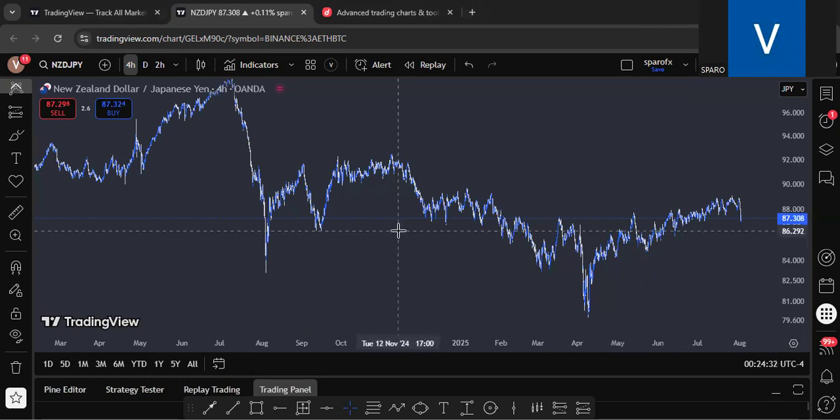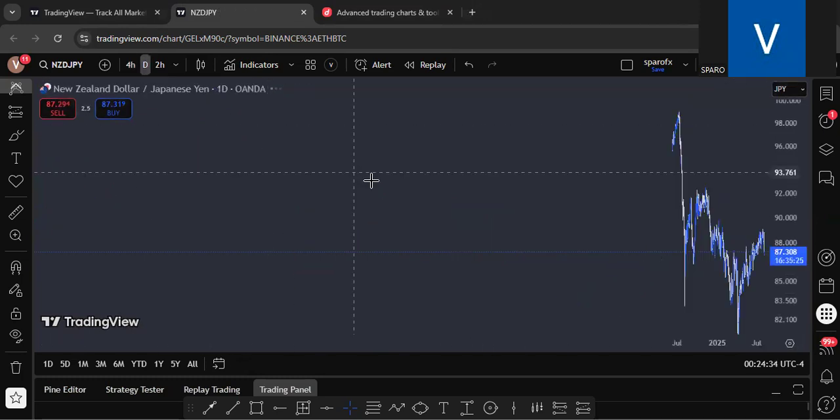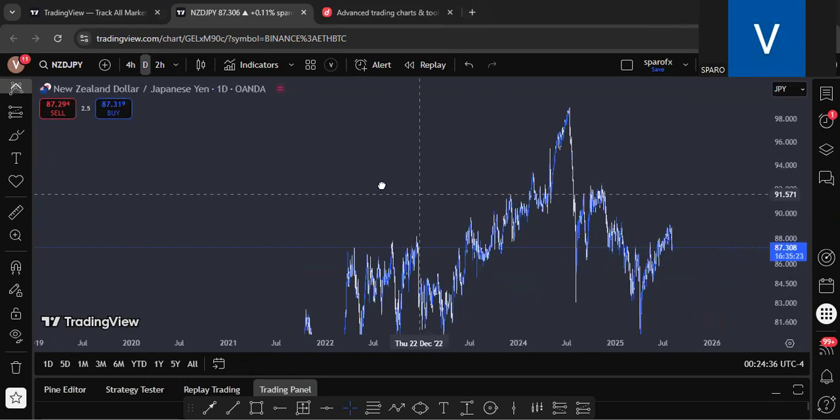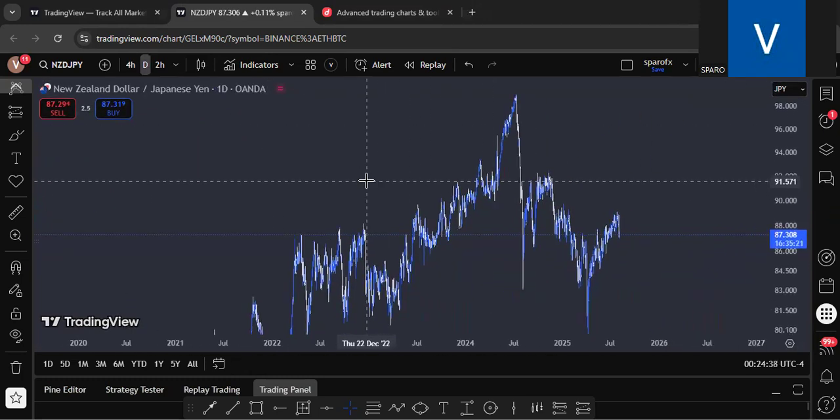So first and foremost, when you're hearing about key levels, there are literally areas in the market where price tends to make major reversals. Price tends to make major U-turns in the market here.